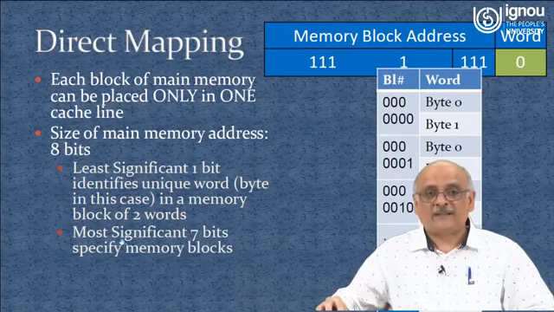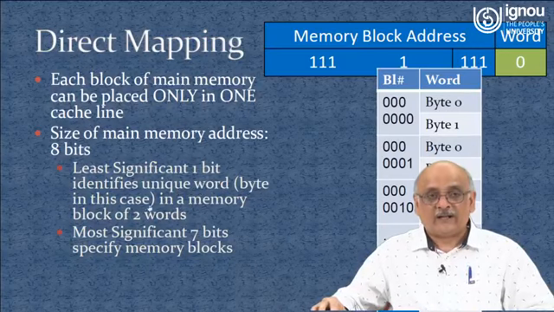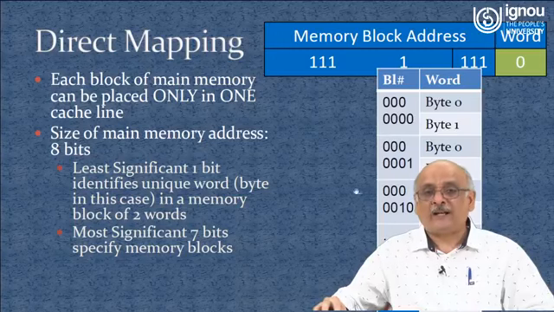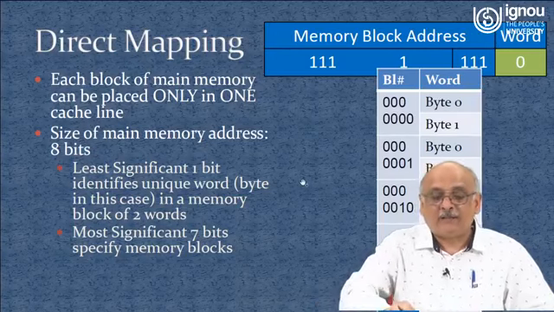Okay, so this is how the most significant 7 bits specify the memory block. These 7 bits are specifying the memory block as is the case over here, and the least significant 1 bit identifies the unique word, that is byte, in the memory location of 2 words. So which word are we referring to? I just explained with the help of an example.